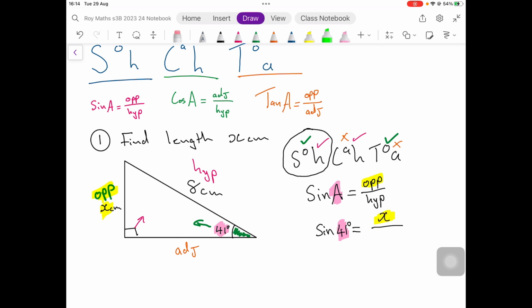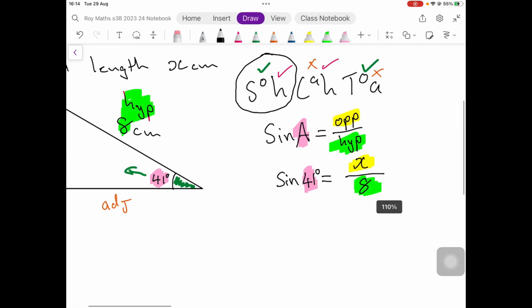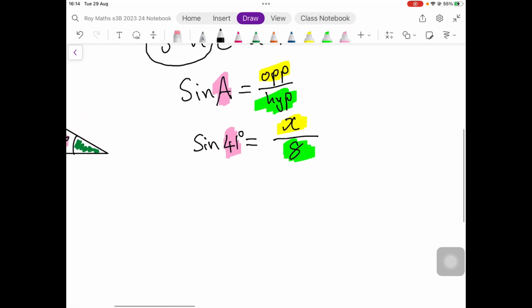What about the bottom of our fraction, the hypotenuse? Well, over here we labelled the hypotenuse 8. So that's what's going to go in the bottom of my fraction here. So the sine of 41 is equal to x over 8. Now we're trying to find the value of x. In this equation, because we've got an equals, on the right hand side here, x has been divided by 8. So if I want to find the value of x, I want to do that by multiplying by 8.